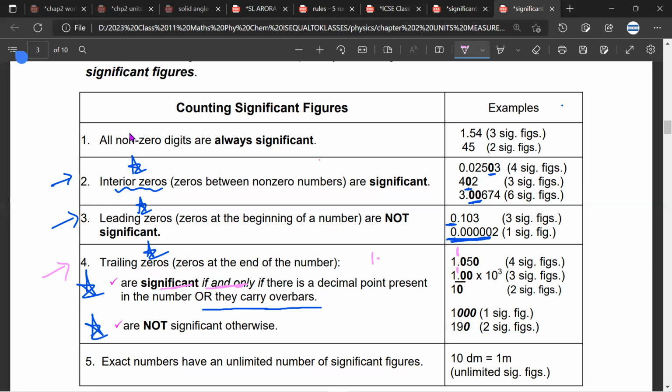So if I see a number like 1.050, this zero is an interior zero, and this zero is significant because there is a decimal point involved. Are we clear? Yeah, Avantika. Okay. Again, if we look at a number like 1.00 into 10 raised to power 3, the two zeros on the right have a decimal. That is why these trailing zeros are significant. Are we clear? Yeah.